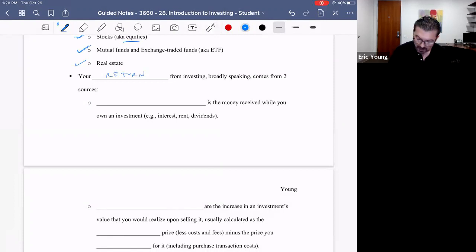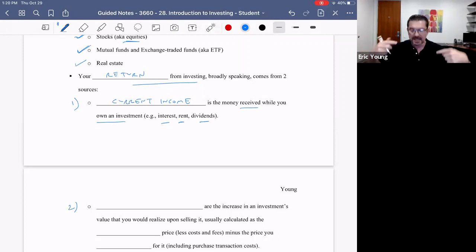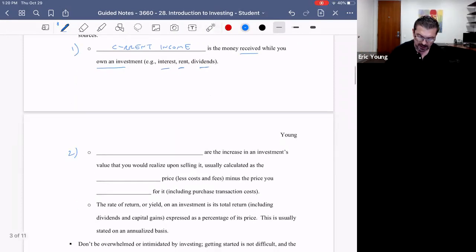So let's talk about that briefly. Your return from investing will typically come from 2 sources. The first source will be what we're going to call current income. Current income is the money that you receive while you own an investment. So the interest on a CD or savings account, the rent that you pull in from a rental property you own, dividends from the stock or mutual funds that you own. Those flows of money in will be called current income.